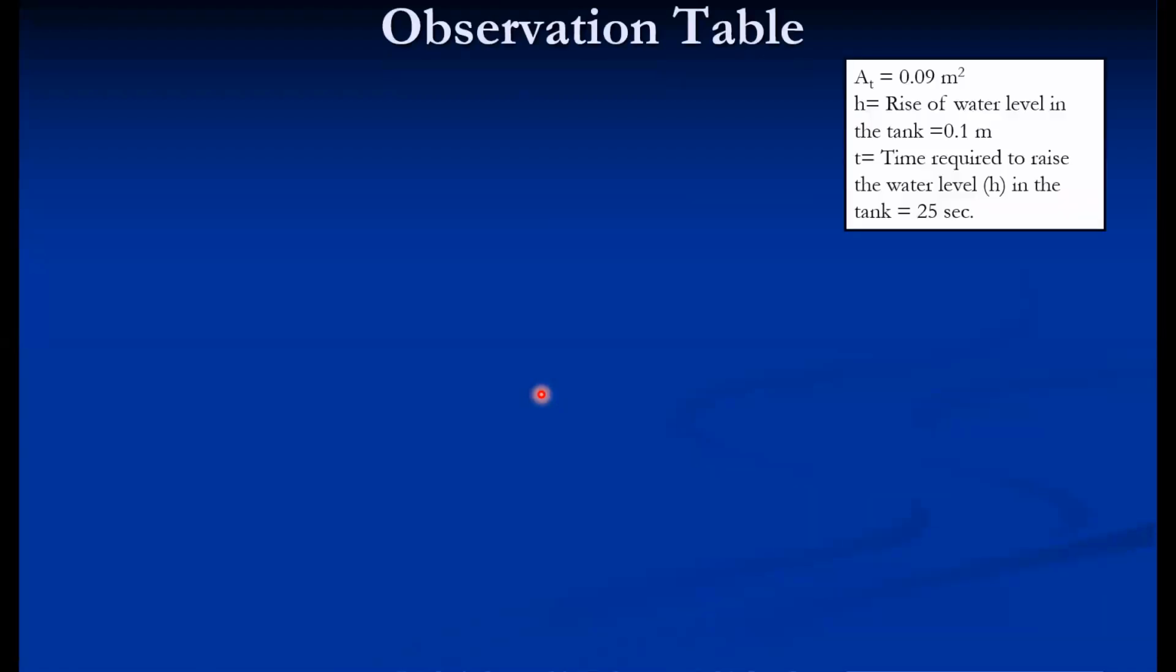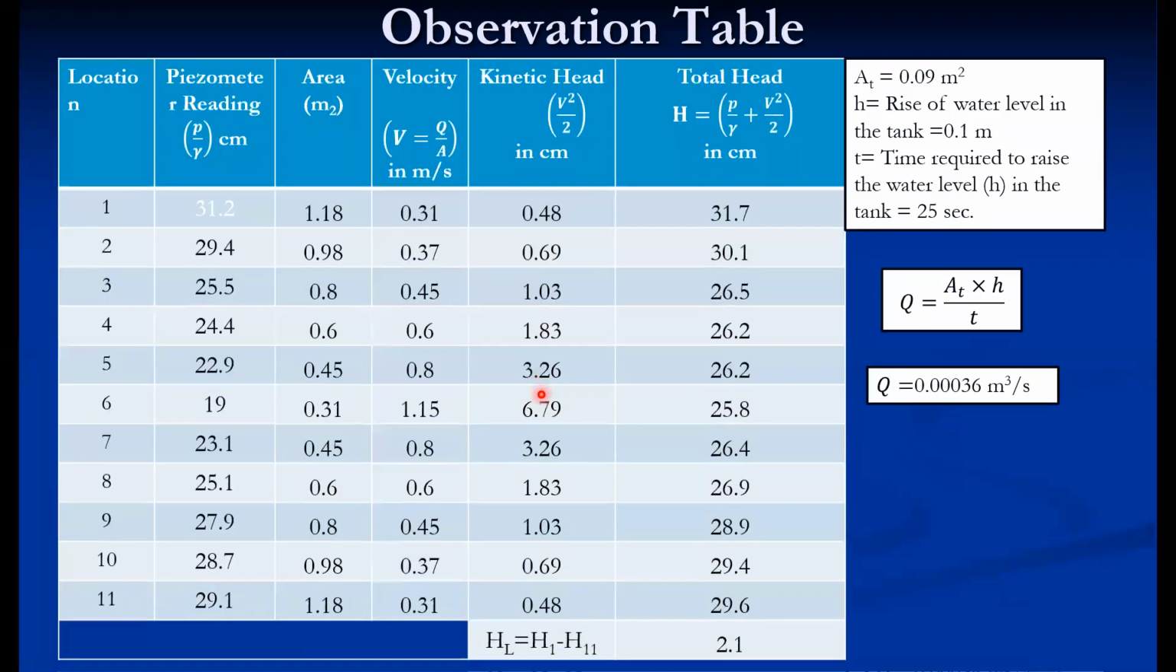Now the observation table. The area of the tank is known to us. H is the rise of water level in the tank. By measuring the time required, which is 25 seconds, to raise the level by 10 centimeters, we can calculate the discharge. Now this is the observation table. There are 11 locations, and for each location we measure the piezometric reading, levels 1 to 11.